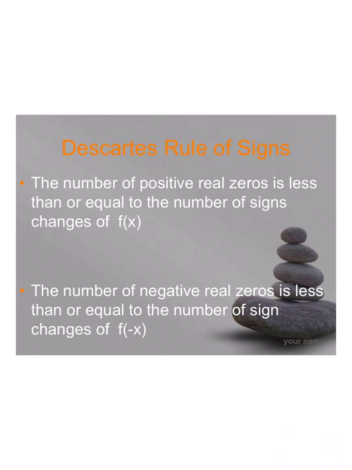Descartes' rule of signs is something we use to figure out the number of positive real zeros and also the number of negative real zeros. And the way we do that is for our positive real zeros, we're going to look at the number of sign changes of your original function. And for the negative real zeros, we'll look at the number of sign changes of the function f of negative x. Let's go ahead and explore this with an example.